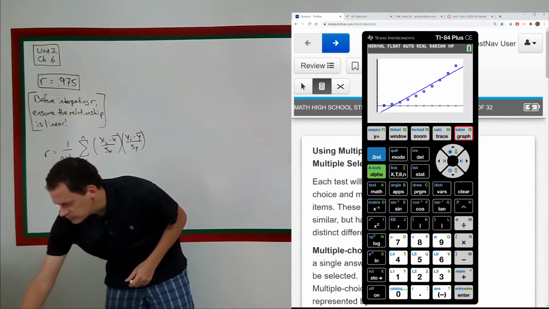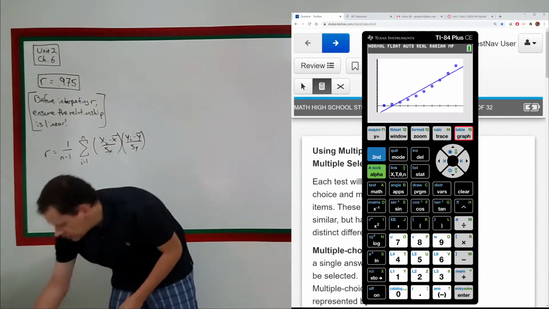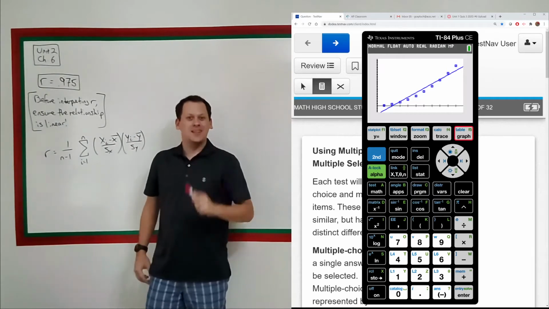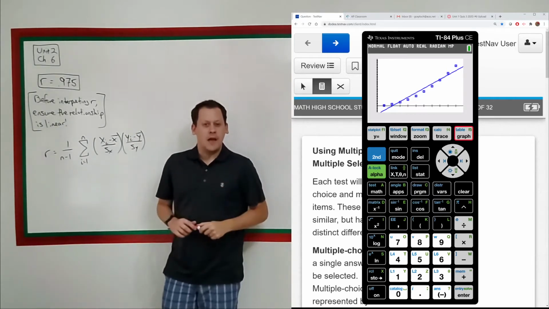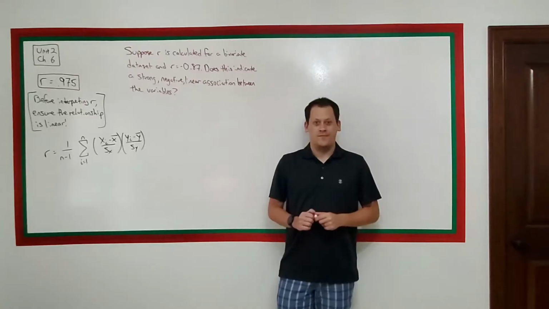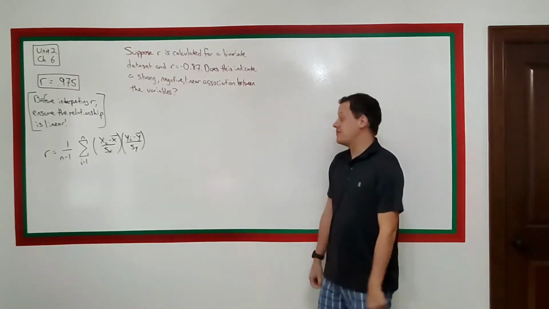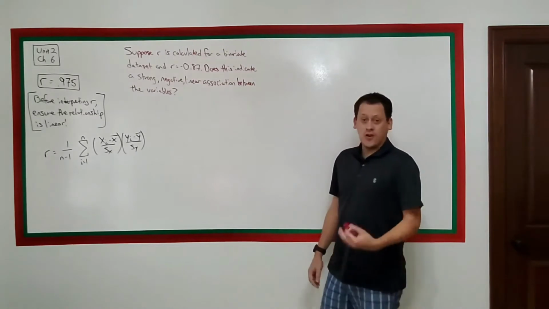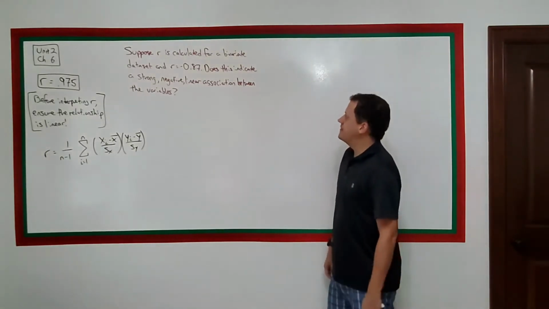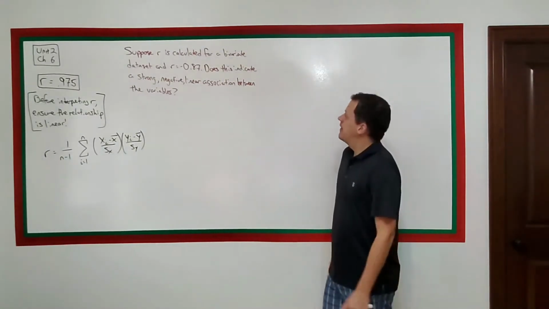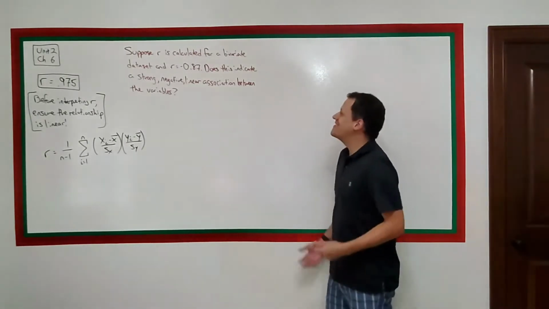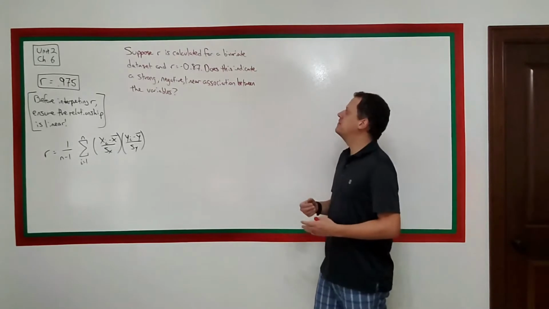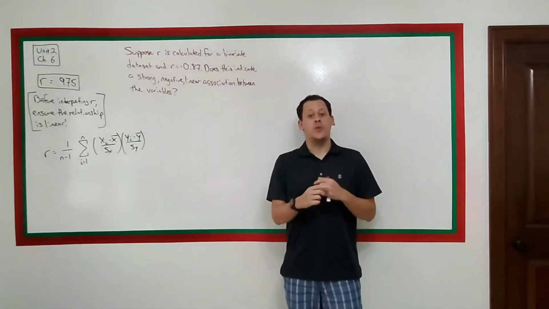Cool. All right, so I've got more examples. Let me put the next one on the board. We'll get rid of this calculator, and I will cut straight to that. All right, here's my next question for you. Suppose R is calculated for a bivariate data set, 2 variables, and R is equal to negative 0.87. Does this indicate a strong negative linear association between the variables?